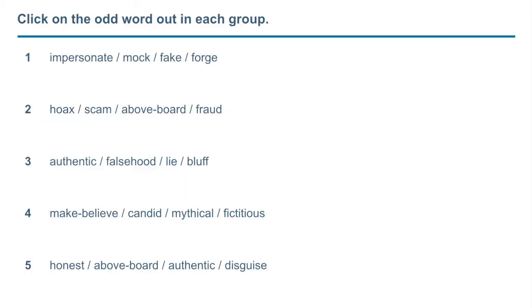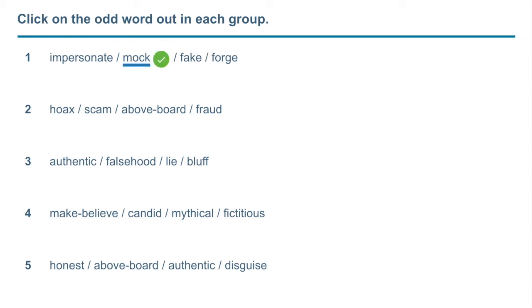Let's see activity 1. It says click on the odd word out in each group. So we have, again, categories of words grouped together, but now instead of adding a word to this list, we're going to eliminate one that is different from the others on the list. So we have impersonate, mock, fake, and forge. Which one should we cross out? What do you think?